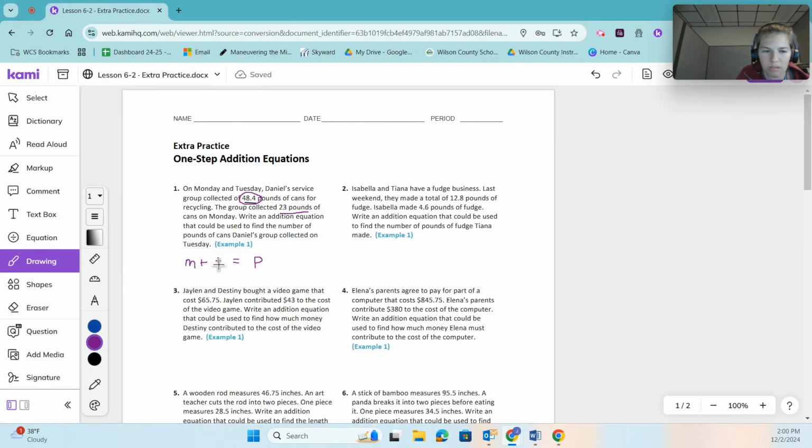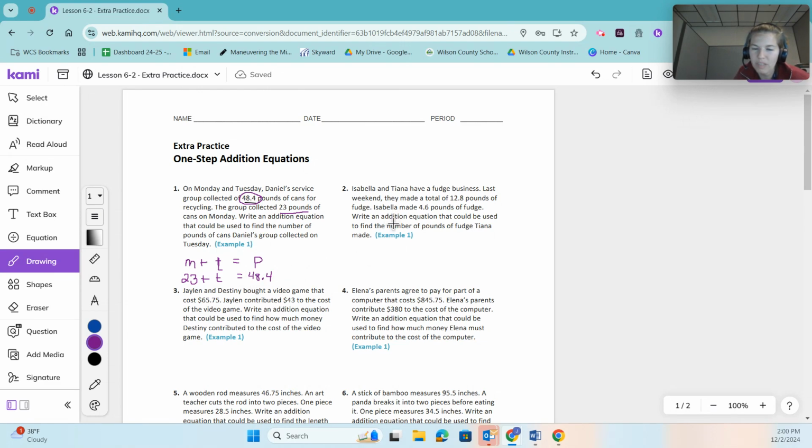Okay, I'll give this a little bit of a curl there to look like a T. Okay, so they tell us the total pounds was 48.4, and it says on Monday they did 23. So 23 plus Tuesday's number is going to equal 48.4 pounds of cans. Okay, so this is our addition equation in order to solve that type of problem. You have Monday plus Tuesday equals your total number of pounds.